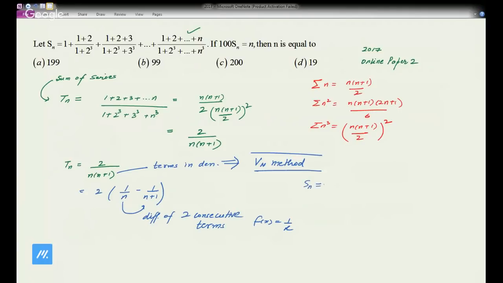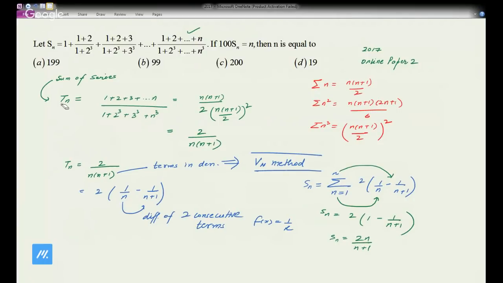So if you want Sn, it is summation n going from 1 to n, and you have written it already as 2 times (1 by n minus 1 by n plus 1). As the VN method says, you take the lower value, meaning the lower function, the denominator 1, not the value. If you're still not clear, please go and revise my lecture on this. So you have calculated Sn straight away. Sn comes out to be 2n upon n plus 1. Got it? Everyone?